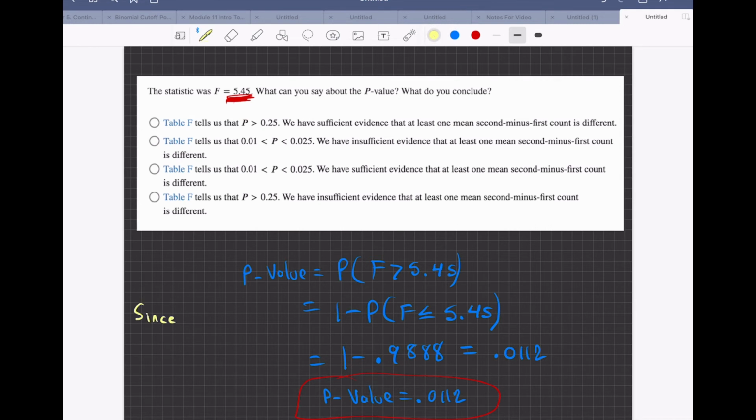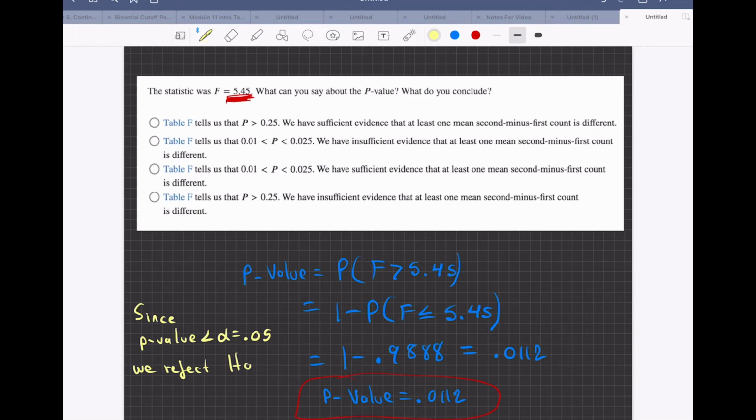Since the p-value is less than alpha equal to 0.05, yes, we reject H null. So in this case, the means are not the same. We can say that we have evidence to say that the means are different.